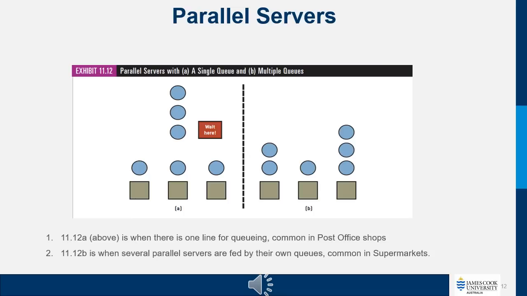Or in B, on the right side, several parallel servers are fed by their own queues. It's commonly seen in supermarkets, right? When we go grocery shopping, you can see there might be different places where we can go and stay in a queue, and we are just served by that person.